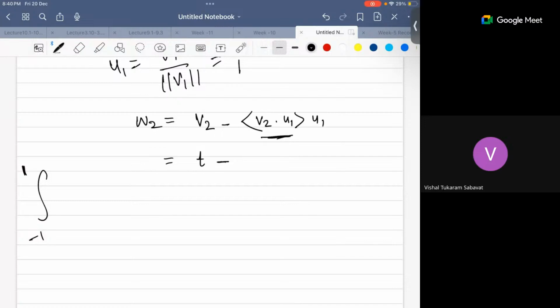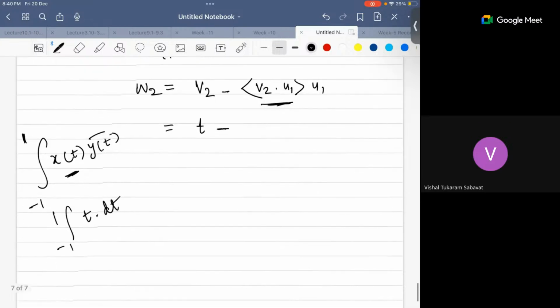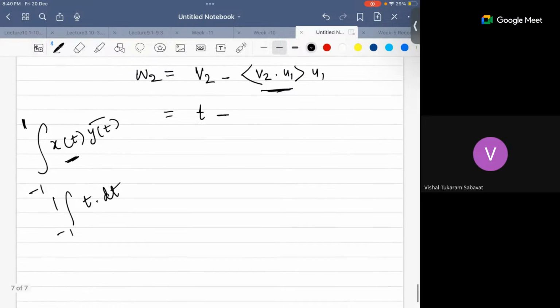X into Y conjugate T. If you have to calculate the inner product of xt and yt conjugate, here yt is 1 only, so no problem, from -1 to 1. xt is T, correct? You have to do dt. So what will be the value you'll be getting? It is T square by 2, and if we substitute 1 and -1, it will be 2, I guess, sir.